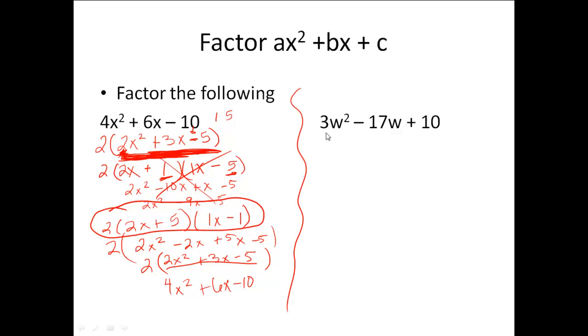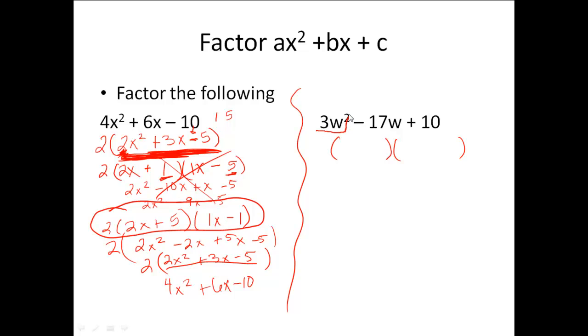Okay, this next one. It doesn't look like it follows a special pattern because there's 3 terms, but 10's not perfect, the 3's not perfect. So I'm going to go ahead and try to factor it just regular. I can't divide the 3 and the 17 and the 10 by anything, so I'm going to start out with my 2 sets of parentheses.